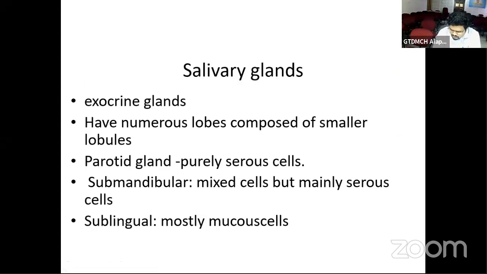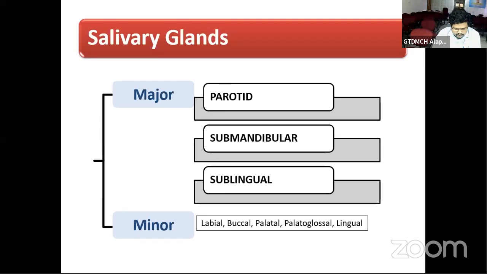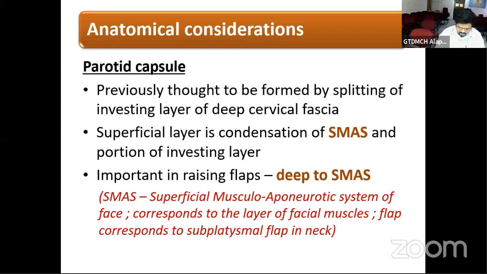Okay. First, briefly about salivary glands. Salivary glands are all exocrine glands. There are three main salivary glands: parotid, submandibular, and sublingual. All three of them are paired salivary glands. Numerous minor salivary glands are there. The parotid is purely a serous gland. The sublingual is a mucous gland. The submandibular is a mixed gland. The major paired glands are parotid, submandibular, and sublingual. Others are sublabial, buccal, palatal, palatoglossal minor salivary glands.